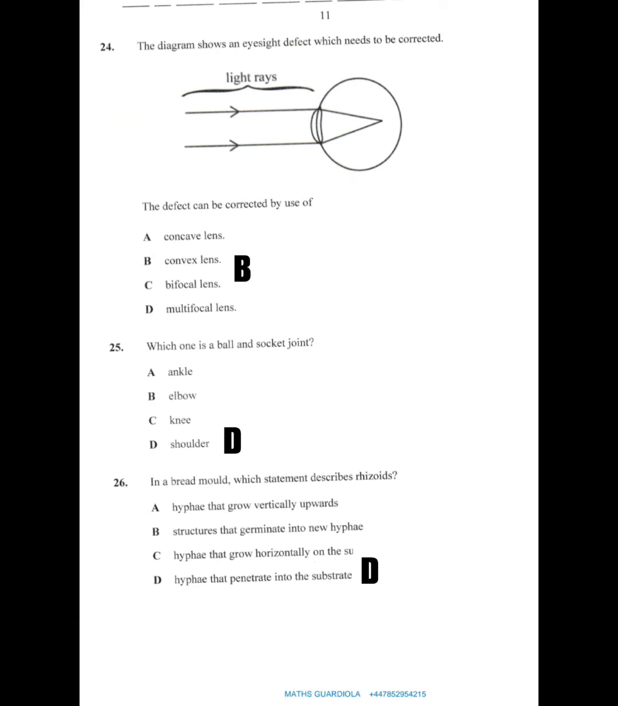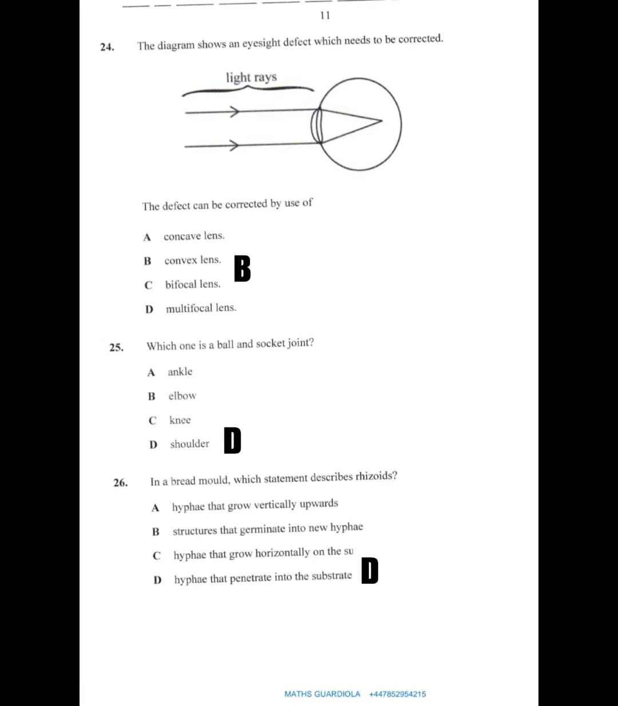Number 24, the diagram shows an eyesight defect which needs to be corrected. The defect can be corrected by the use of a convex lens, which is B. I'm going to explain. Short sight can be corrected by wearing glasses with a suitable concave lens, whereas long sight is corrected by wearing a suitable convex lens. The edges are curved outward rather than inward as shown in that diagram. Let us move on to number 25.